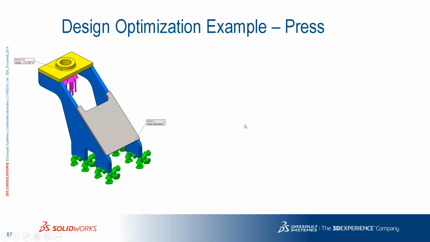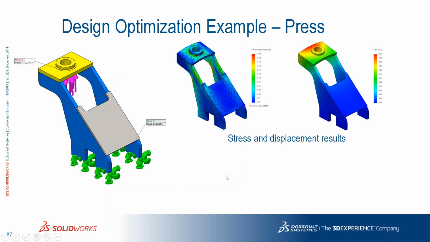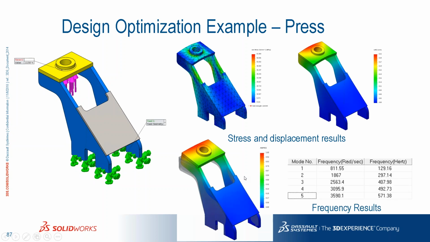Okay, this is an interesting example I want to show you. This example is used by the application engineers of our partners when they go for simulation professional trainings at our customers. It's a press structure with a force and a fixed constraint at the base. A static stress study was run on this press, and the stress and the displacement was found out. And also a frequency study was conducted because there was a concern with vibration.